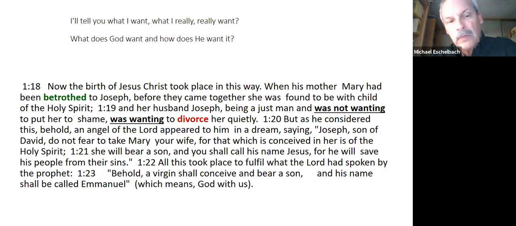So Joseph didn't want one thing, he did want another. If you were to pursue this in Young's Concordance without any assumptions, what you would find is that there are two different words here, both translated want. The first word used for want is thelo, T-H-E-L-O. Joseph was not wanting to put her to shame. The word thelo in Greek means that this is something you want or don't want, and this is how it's going to be no matter what.